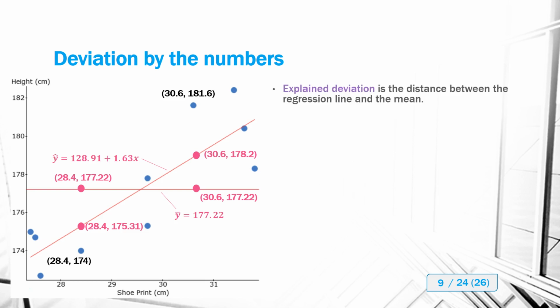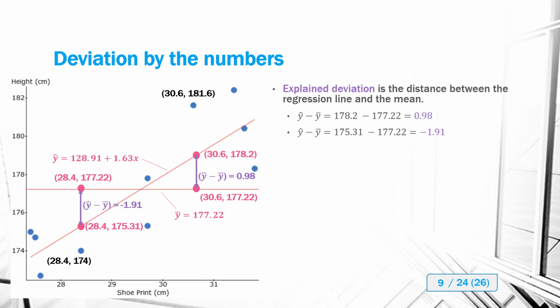Now it's time to do the numbers. So explained deviation is the distance between the regression line and the mean. So for the first data point, that's going to give us a value of 0.98. Okay, I took the y value from the regression line and subtracted out the y value from the mean. So 178.2, which is the y value for that data point on the regression line, minus the y value for the point on the mean line, 177.22, and that gives me the 0.98.